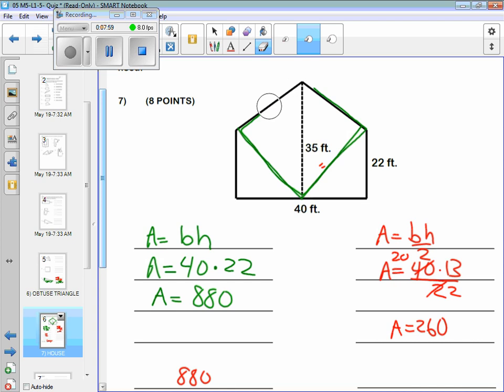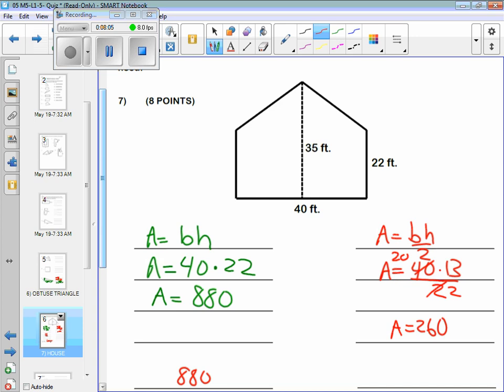And then some of you, which was okay too, which was probably my second pick for the way to do it, is composition. They brought it up. This is my second favorite because this would work too. And then they did 40 times 35. That's the whole. And then subtracted these 2 triangles, which is 20 by 13. And that would work too. It's just more work.